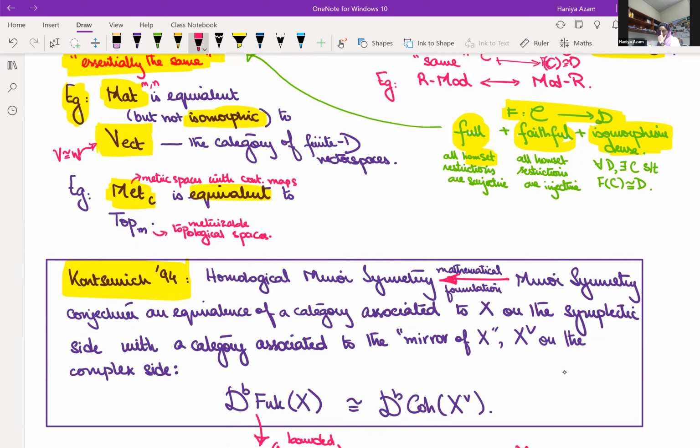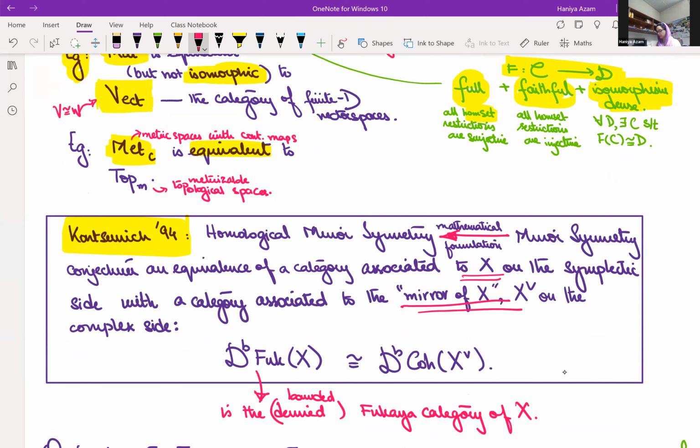Right, so you have a manifold X on one side, the symplectic side, and a mirror of that on the other side, the complex side, and you have this equivalence between the two categories. So B stands for bounded and D stands for derived. This is the bounded derived Fukaya category of X, and this is the bounded derived category of coherent sheaves on the mirror. Maybe I'll say later what derived means when we're doing the Grothendieck group.